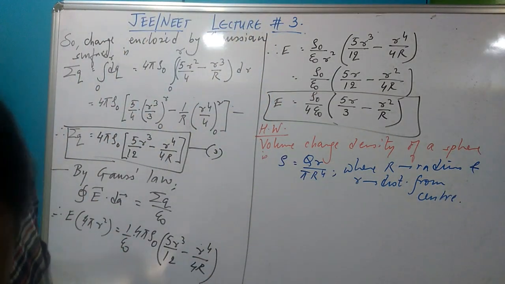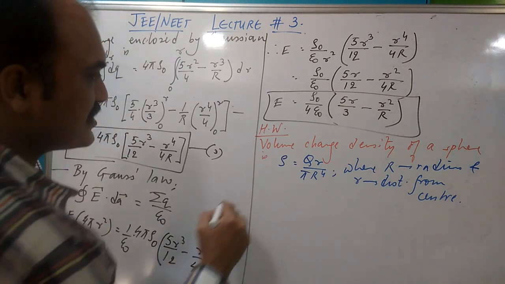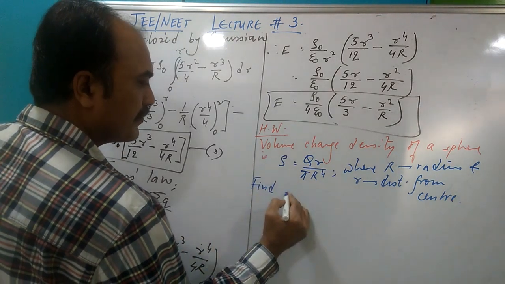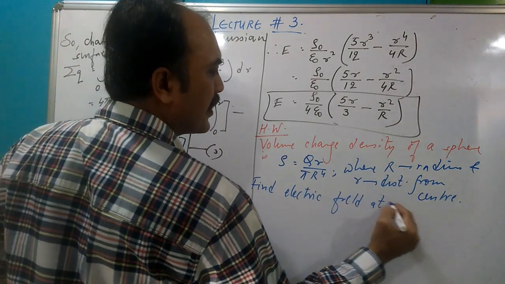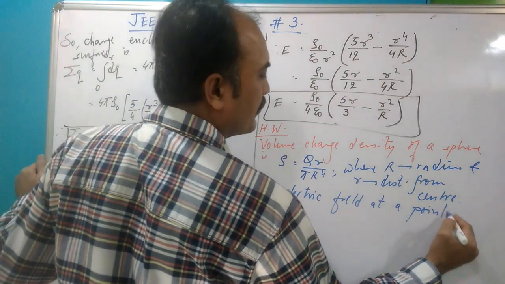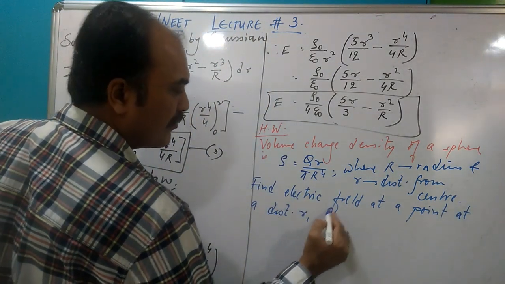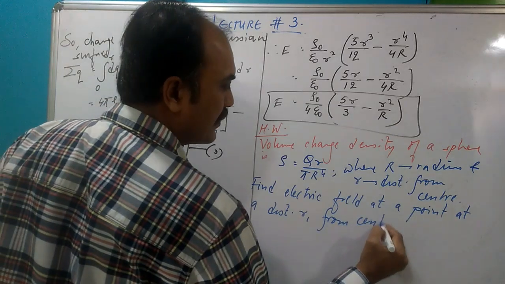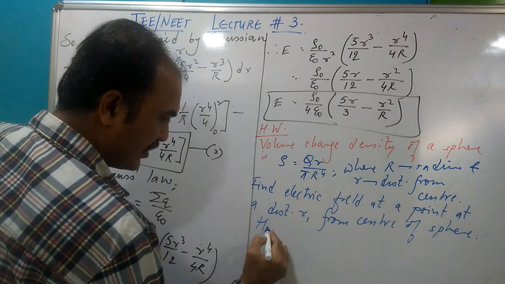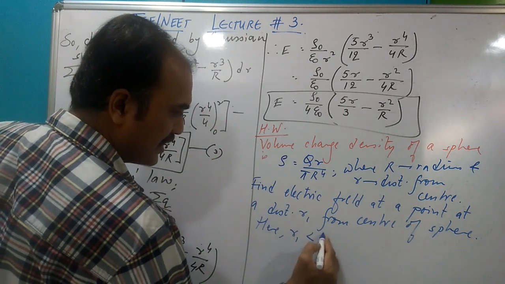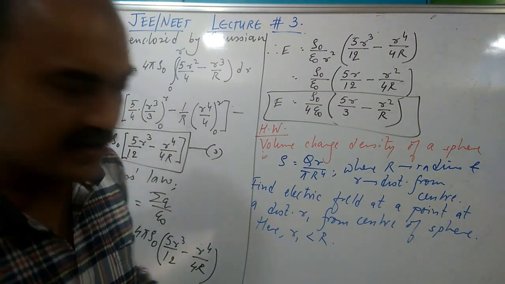What is the question? Find the electric field at a point at a distance r1 from the center of the sphere. Remember, r1 is less than R, which means that the point is lying inside the shell.